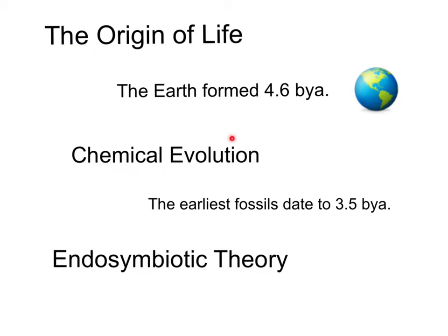The origin of life. Chemical evolution is the study of how life began. The Earth formed about 4.6 billion years ago. Organic molecules were formed by energy from inorganic molecules. The earliest fossils date to 4.5 billion years ago. The endosymbiotic theory describes how eukaryotic cells originated.